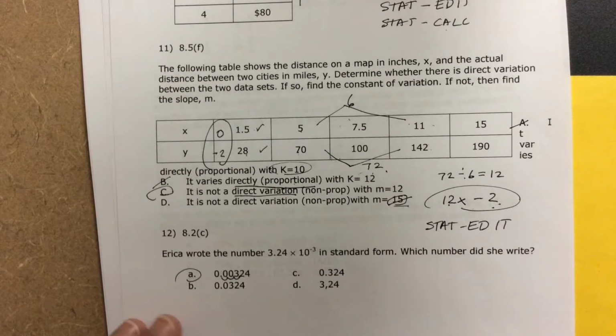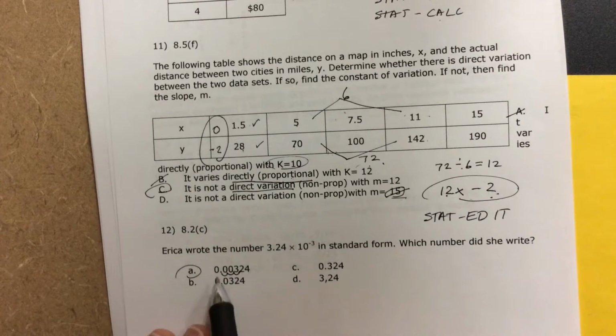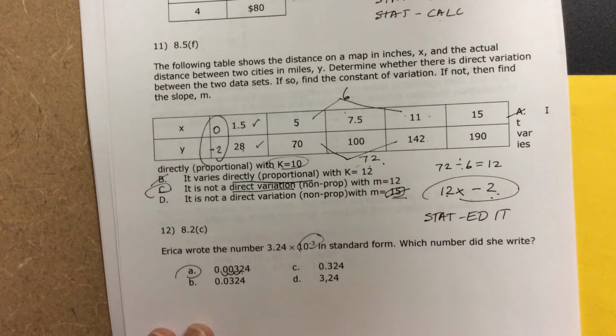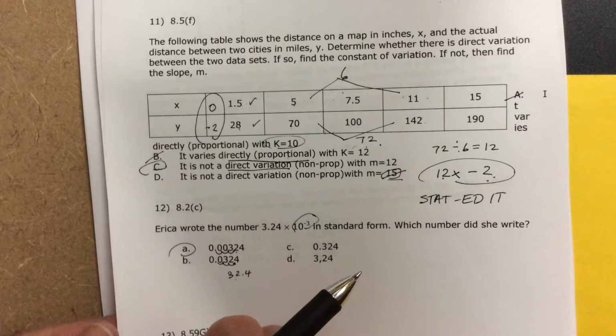Number 12. Only one student missed again. 1, 2, 3. -3, you're going backwards. This one, 1, 2, 3, you'd end up at 32.4. We don't write it that way. Shouldn't have missed number 12. That was pretty easy.